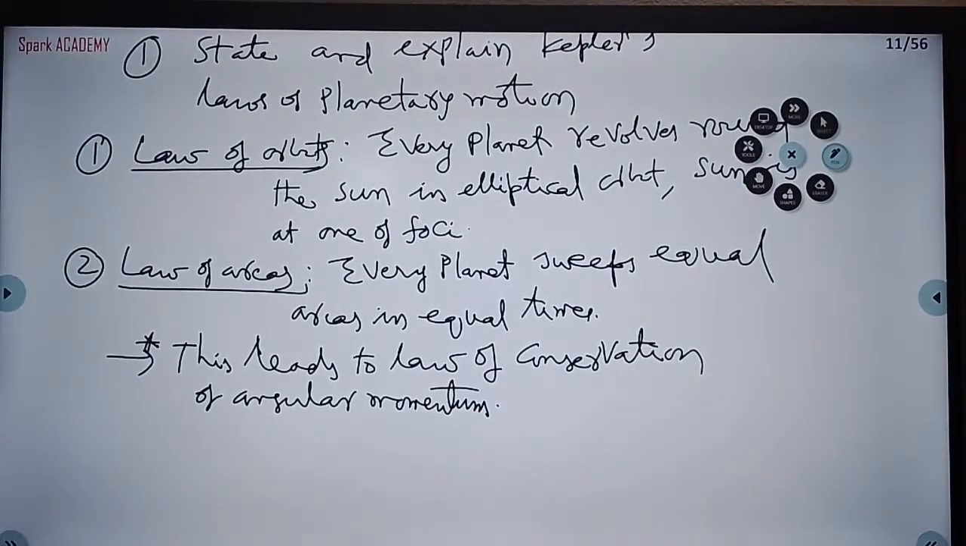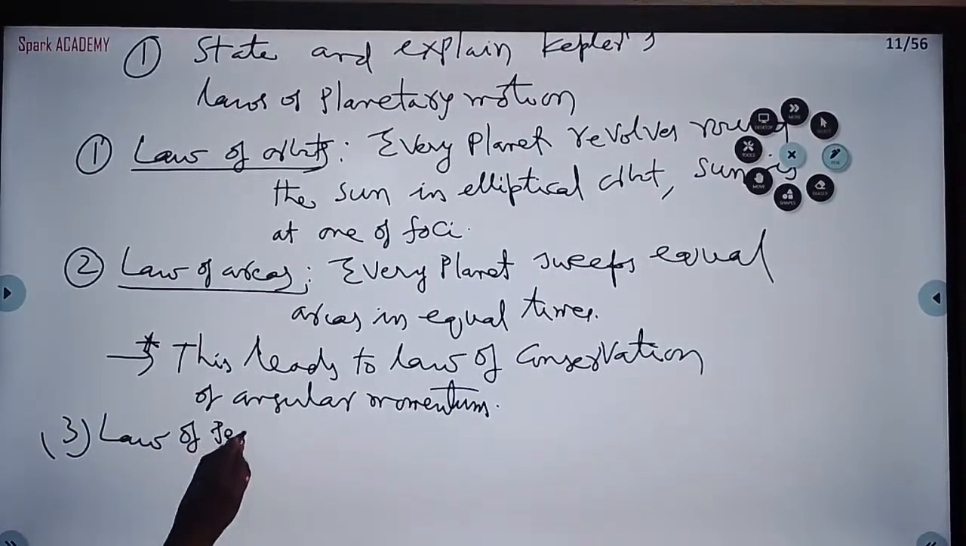So it says that speed is not the same everywhere. Speed is maximum at the nearest point and less at the farther point from the sun. So every planet sweeps out equal areas in equal intervals of time. This leads to the law of conservation of angular momentum. Last, the law of periods.